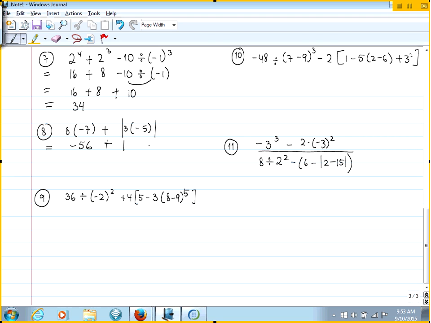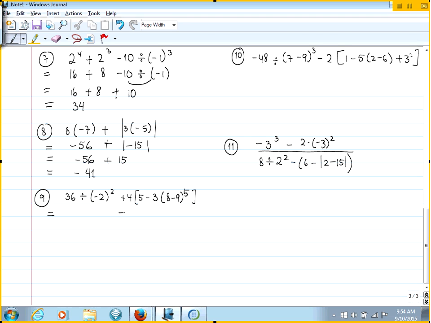Negative 56, you're right. Now, this is absolute value. And then what is 3 times negative 5? Negative 15. Okay. So now, let's evaluate the absolute value. What is the absolute value of negative 15? Positive 15? Okay. So negative 56 plus 15? Negative 41? Yes, you're right. Negative 41. Good. Easy? Okay, next.